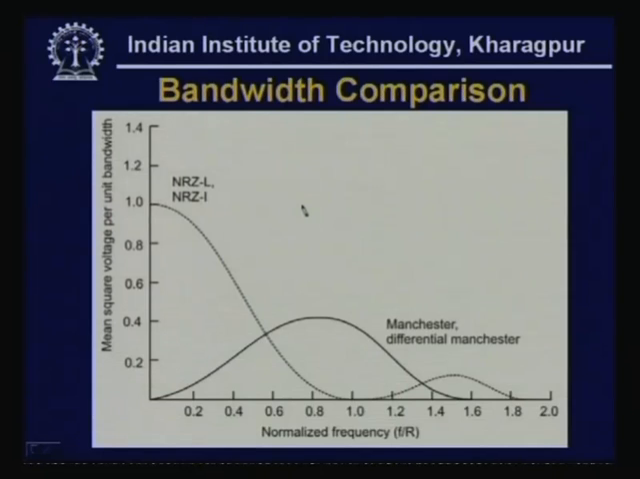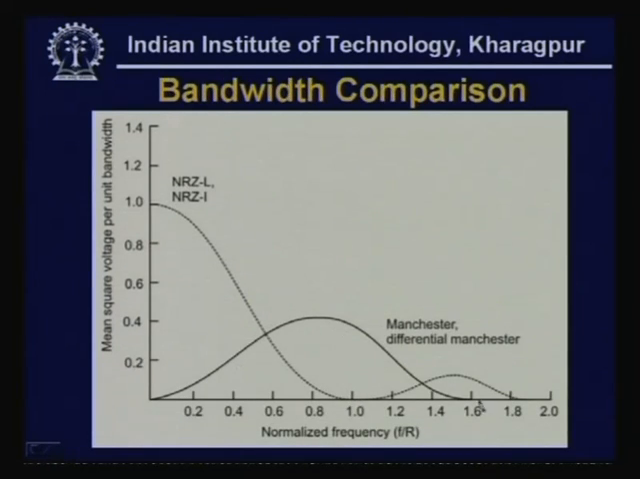Let us look at the bandwidth of these two signals, Manchester encoding and differential Manchester encoding, with respect to NRZ-I and NRZ-L. As you can see, in case of NRZ-I and NRZ-L, the bandwidth was very close to 0. On the other hand, for Manchester encoding, there is no signal component closer to DC, 0 volt, and most of the energy is concentrated around the bit rate.